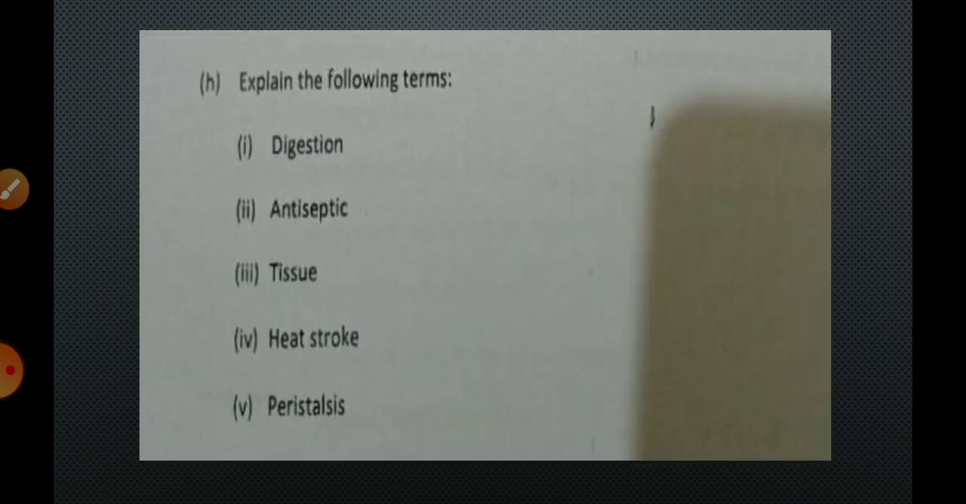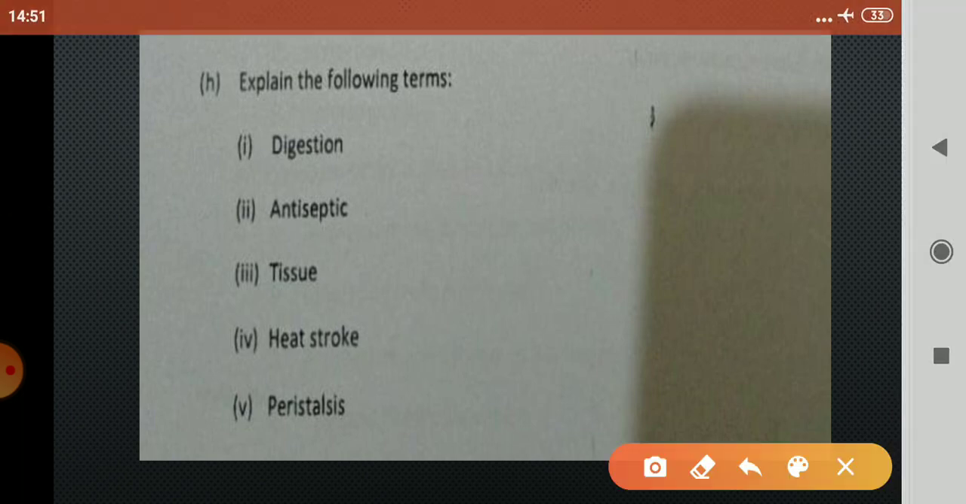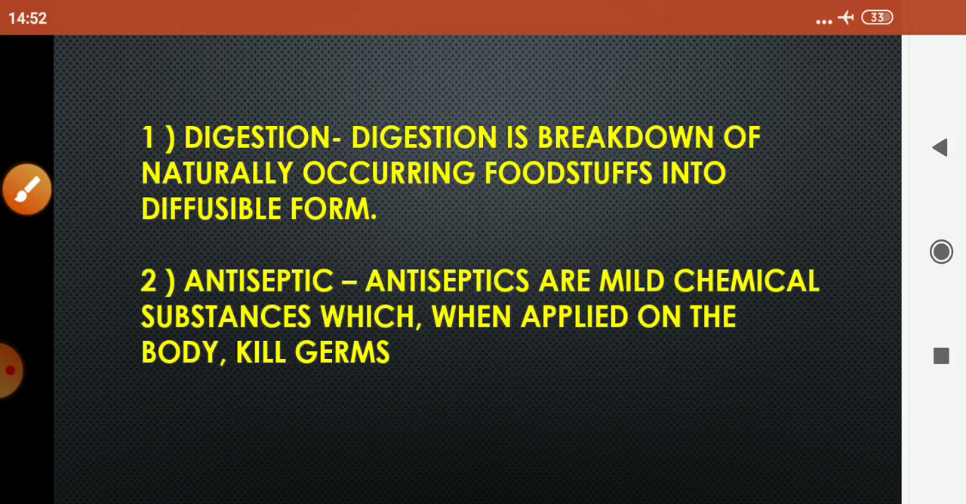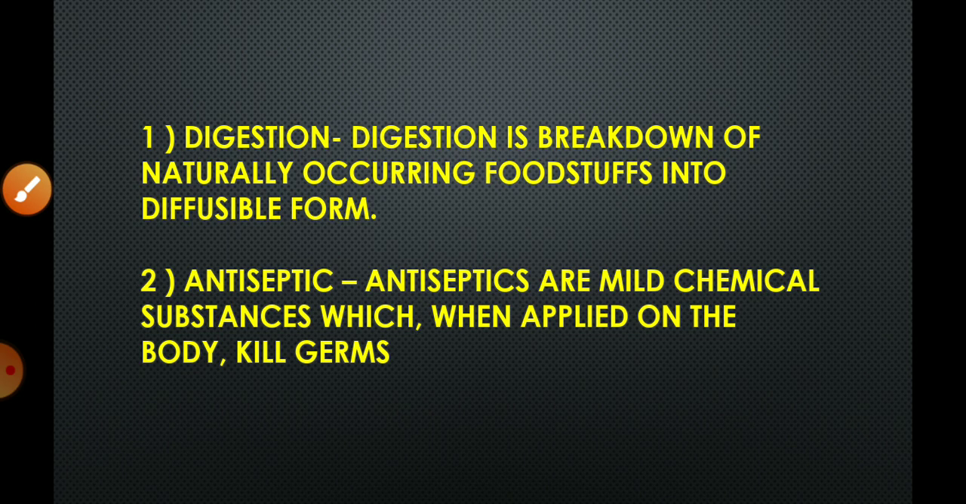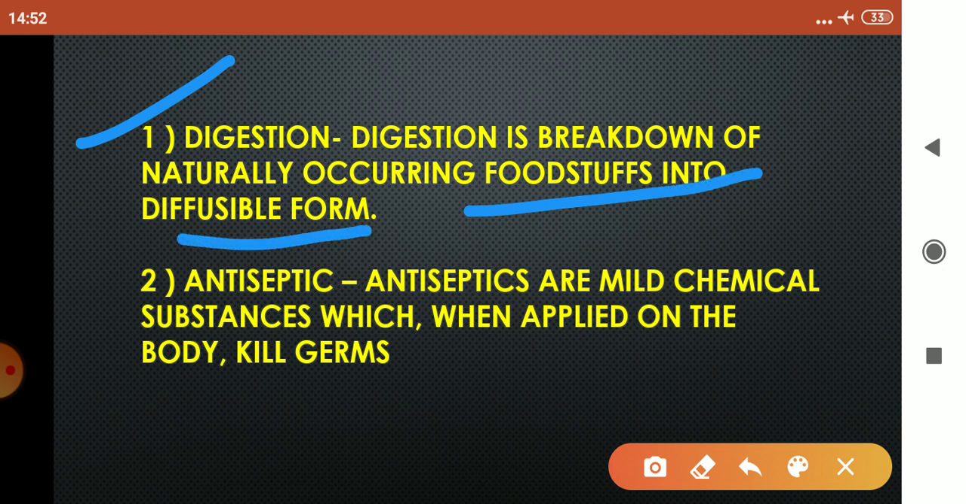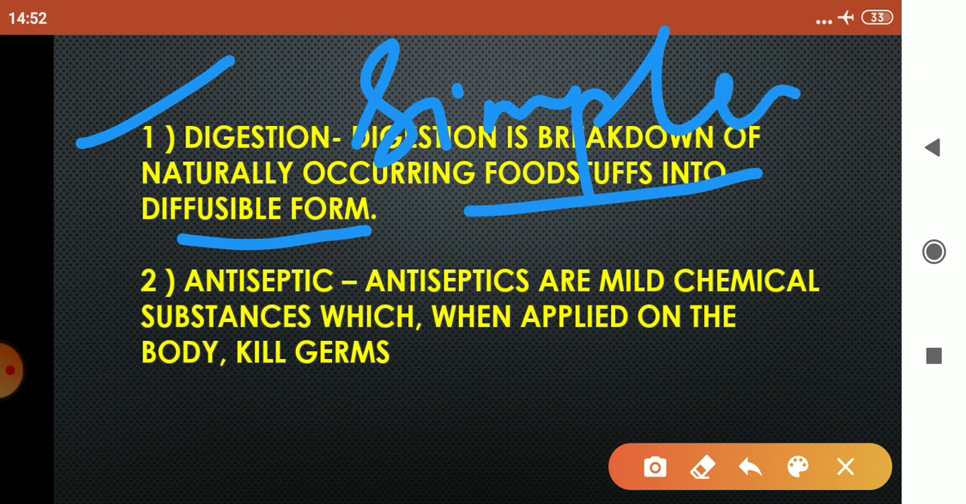Now children, the next H part is, explain the following terms. Terms are digestion, antiseptic, tissue, heat stroke and peristalsis. So children, let's start the discussion. The first one is digestion. Digestion is the breakdown of naturally occurring foodstuffs into diffusible form. Now this means breaking down of complex organic molecules into simpler ones which can be easily absorbed by the body.